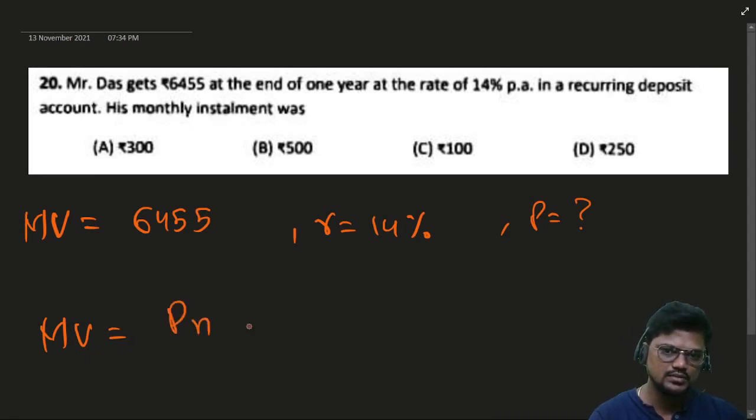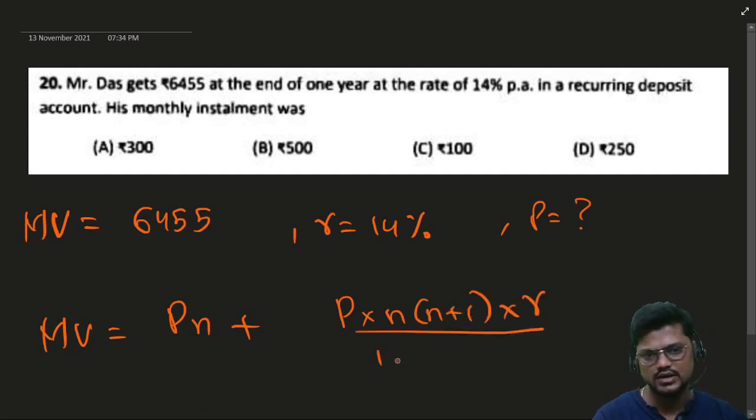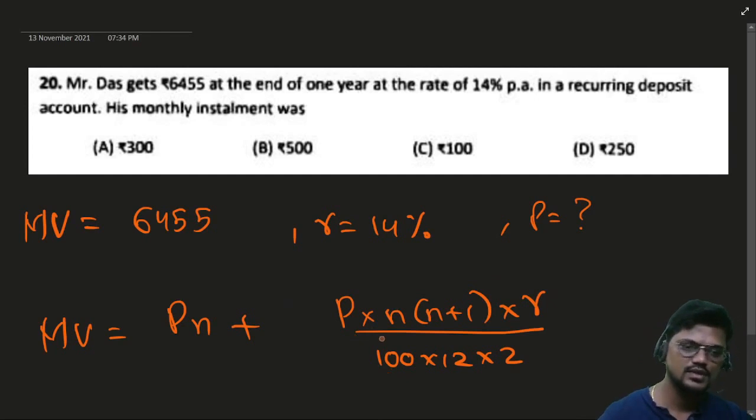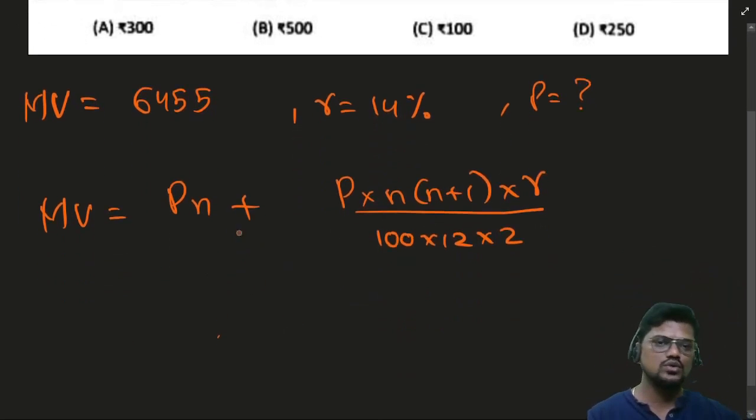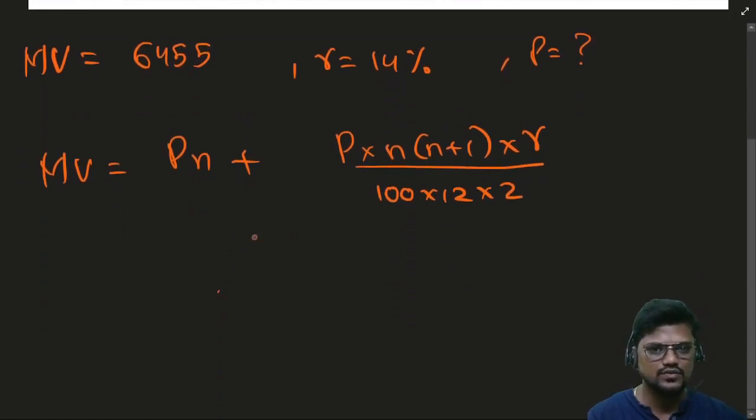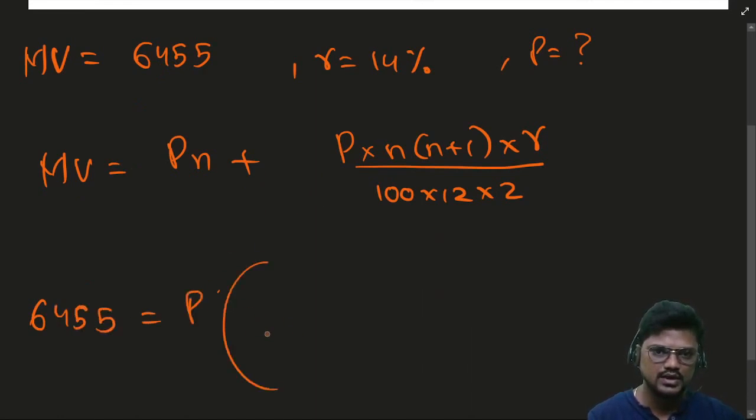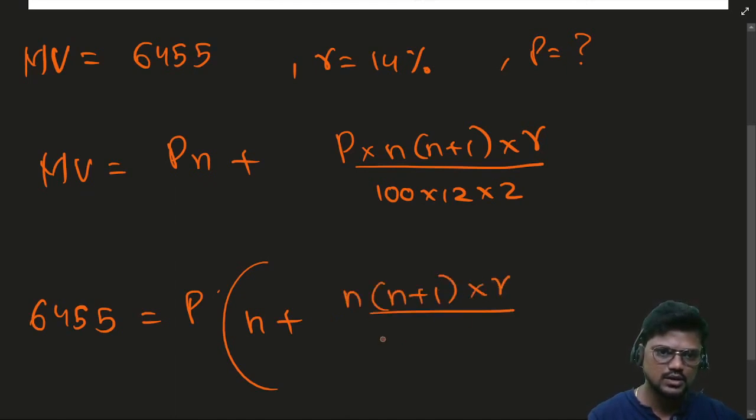That is P into N plus P into N plus 1 into R upon 100 into 12 into 2. My formula is right? This interest formula is right? Now, what you need to do is find the value of P. We can take P as common. So maturity value is 6455 equals P into N plus N into N plus 1 into R upon 100 into 12 into 2.